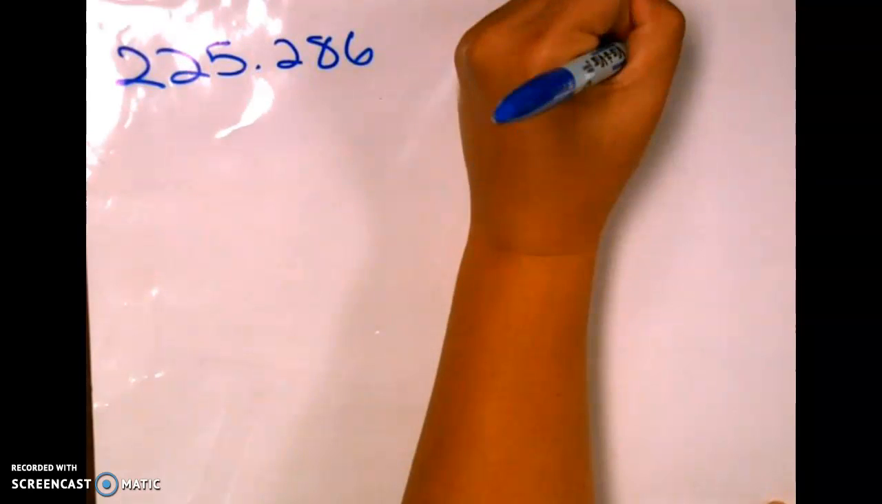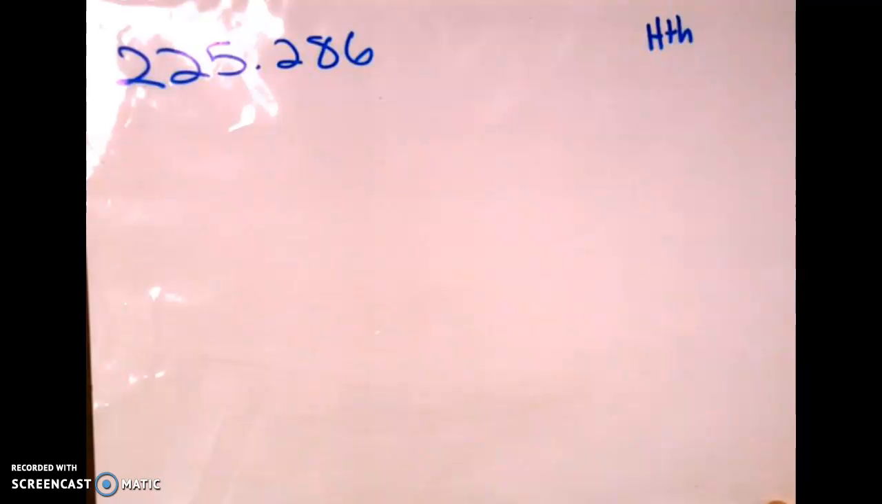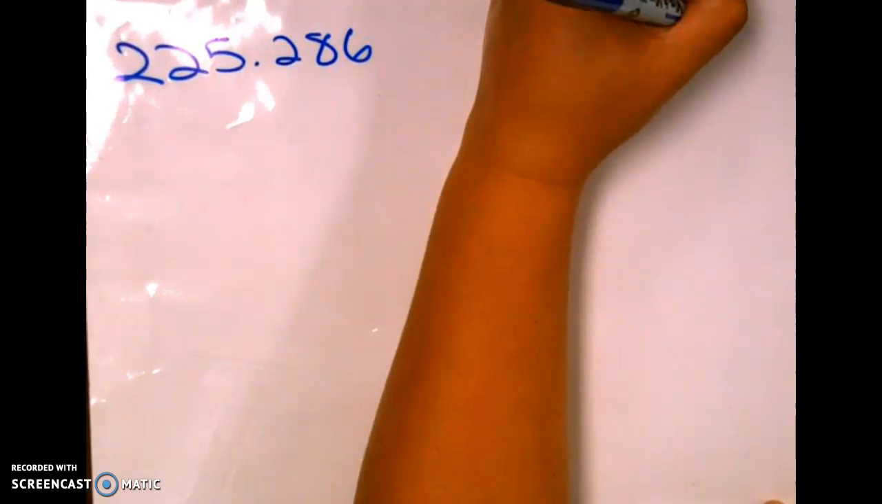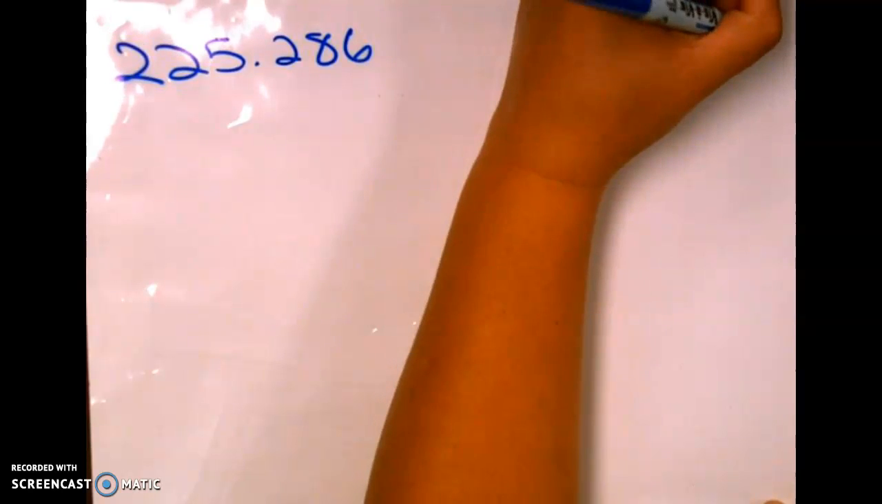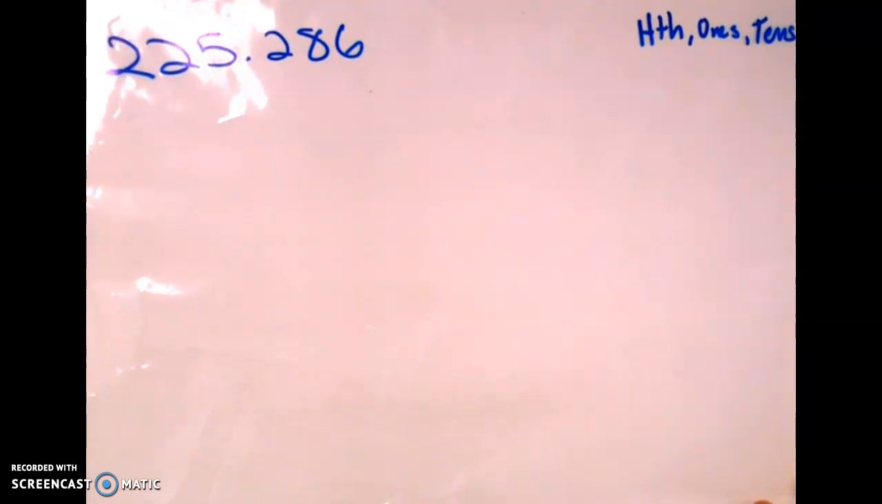This one says that we're rounding it to the hundredths place. So I'm going to put this over here so I have it in my brain. I have hundredths, ones, and tens. There we go. Now you can see it. In each of these place values, I'm going to use my place value chart to help me out. So just keep this in mind. We're going to look at 225 and 286 thousandths, and we're going to be rounding to the hundredths place, the ones place, and the tenths place.